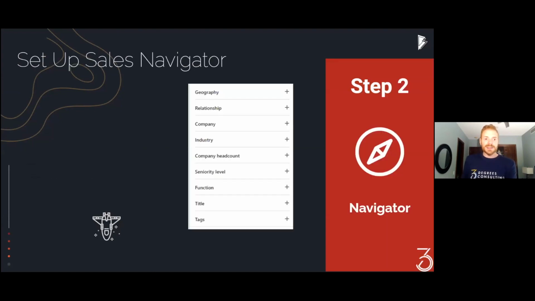So next is step 2, which is your Sales Navigator. Like I said, you do need to pay for Sales Navigator. It is an important part of this process. But what you can do with Sales Navigator is amazing. Couple things. Number one, you can narrow down search results.